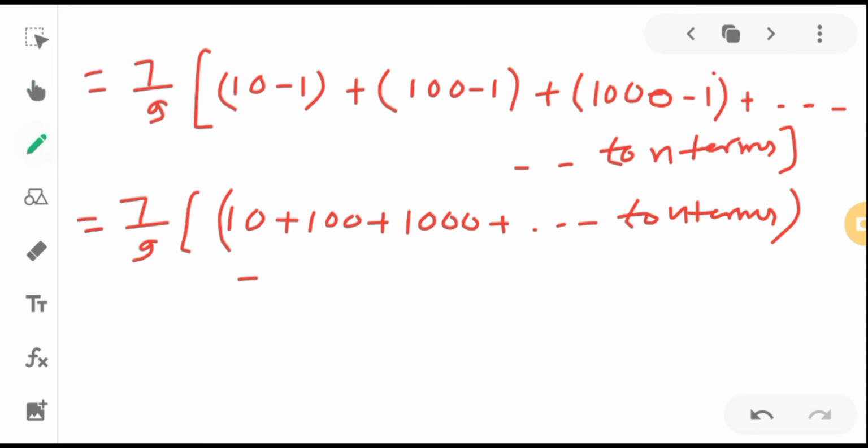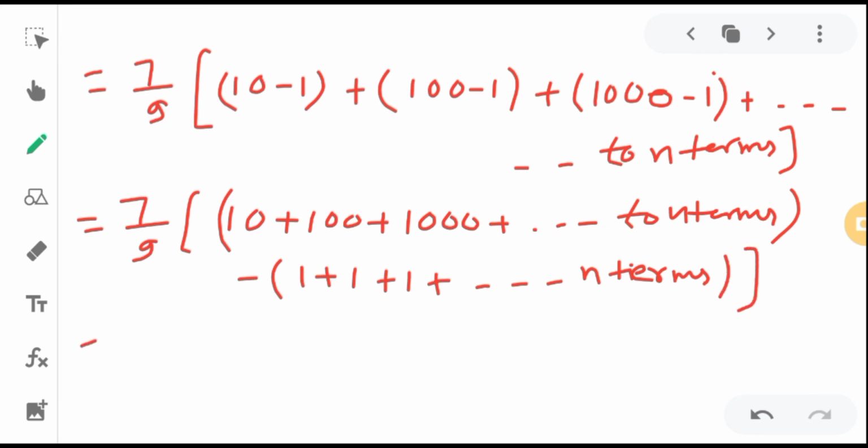Correct? So what I am doing, minus I am taking common, so this will be 1 plus 1, because I took minus common, so this will be 1, this will be 1. So 1 plus 1 plus 1, and how many times? N times, because 1, 2, 3 and n terms, so this will be n times. N terms. Okay?